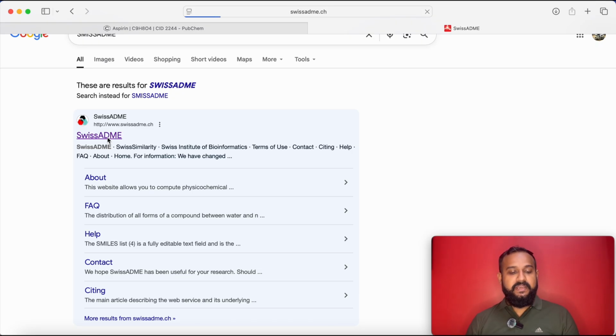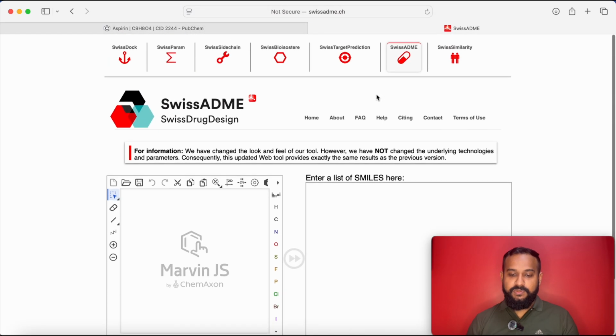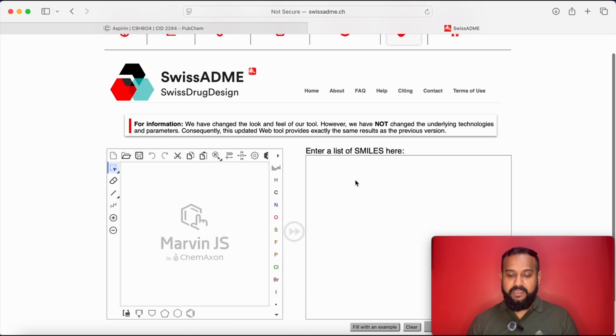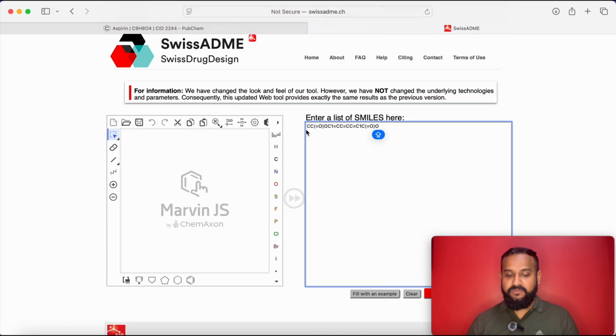So let's go inside SwissADME. Here you can see that all of the tools are listed. This is the SwissDock that we used for our docking purposes initially. Here we have SwissADME, and Swiss Target Prediction is also there, in order to predict your target. You can attach multiple SMILES over here, but as we have come up with one SMILES as of now, we will paste the SMILES here.